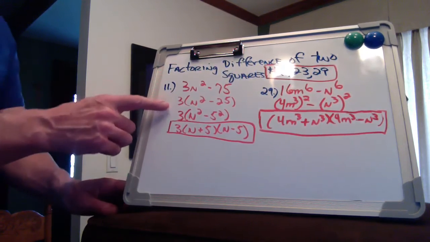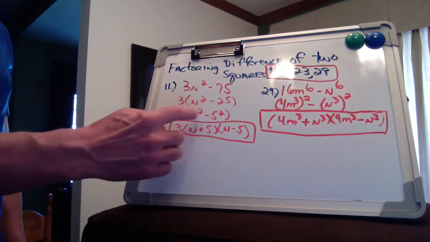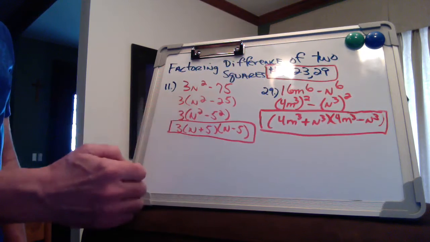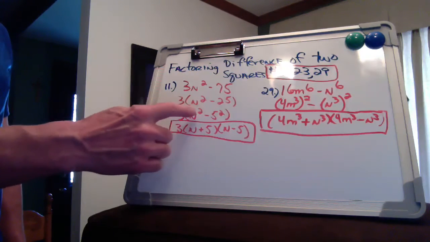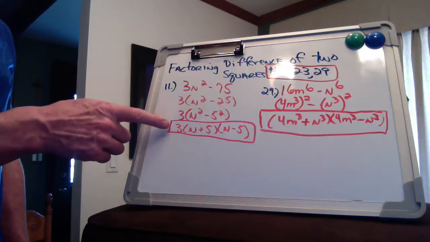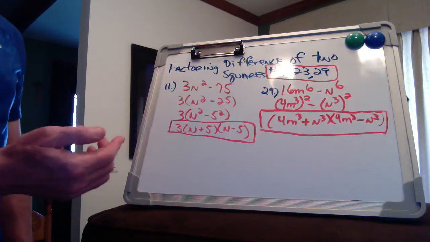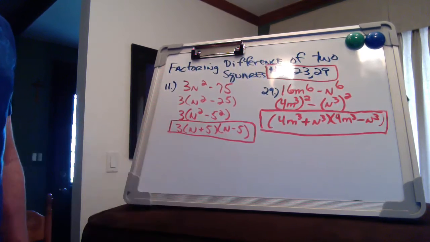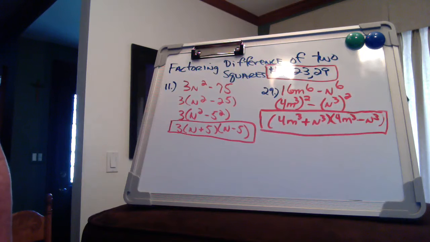So this is the first step. Second step, I want you to show this as part of your work, what makes each of these perfect squares. You have n squared, and then 5 squared is 25. Now you specifically have the difference of two squares. You bring down the 3 as a GCF, and now you're ready to put it in a complete factored form, the sum of the two terms times their difference. So that is all the work for number 11.